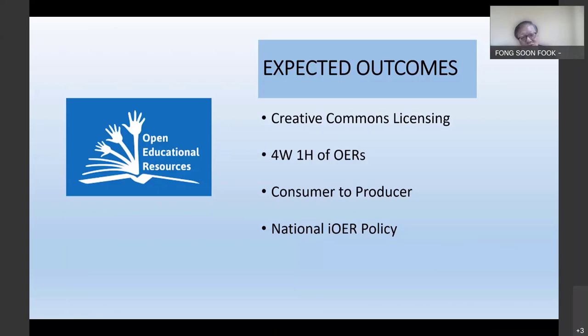And we will look into the 4W and the 1H of OER. What is it? Why do we need OER? When should we use it? Who is using it? How should we use it?